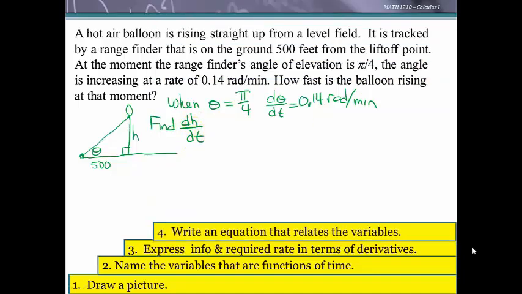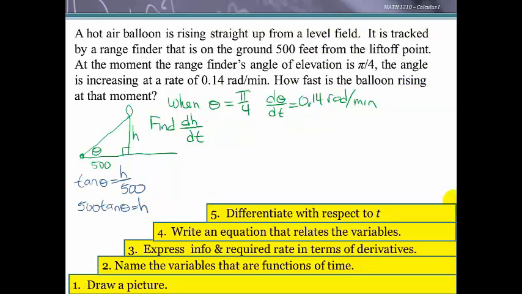Next thing we want to do is write an equation that relates the variables. Okay, my variables are theta and h. How are they connected to each other? And as I look at this triangle, I'm seeing trig because I have opposite and adjacent. So the connection, the tangent of theta equals h over 500, or we could express that as 500 tangent theta equals h. So there is our connection between our variables.